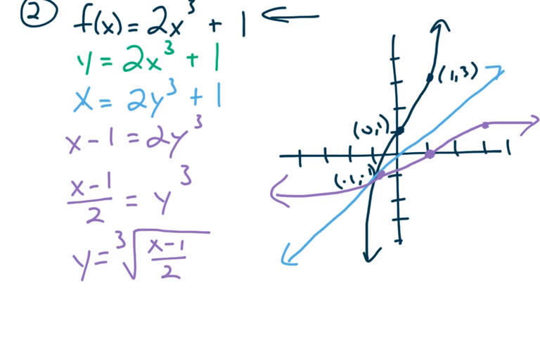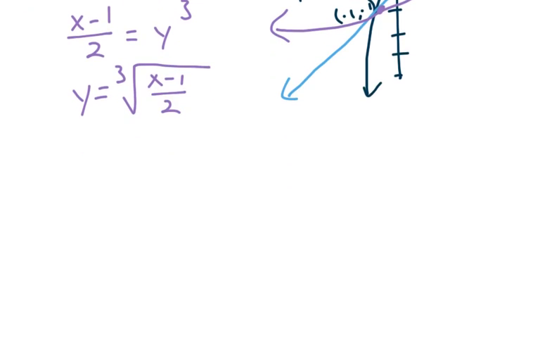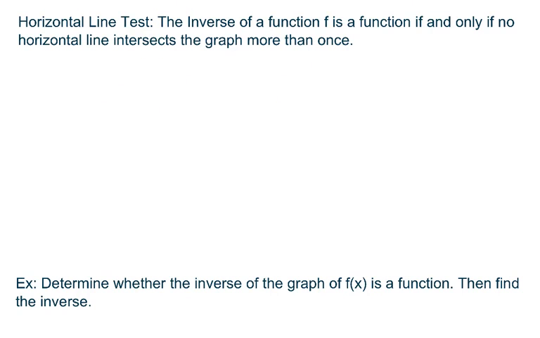Now, we don't need to limit the function or the domain of the original one because the inverse is also a function, which kind of leads me to my last point, the horizontal line test. Remember the vertical line test from pre-algebra, algebra 1, when determining if a graph is a function, there is a horizontal line test as well. And what the horizontal line test says, the inverse of a function is a function if and only if no horizontal line intersects the graph more than once.